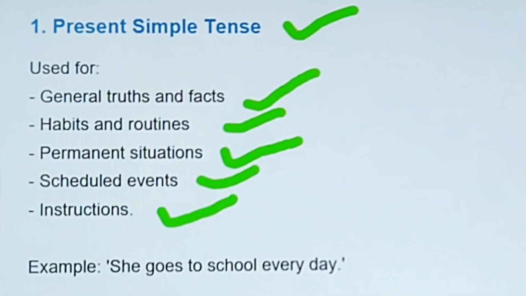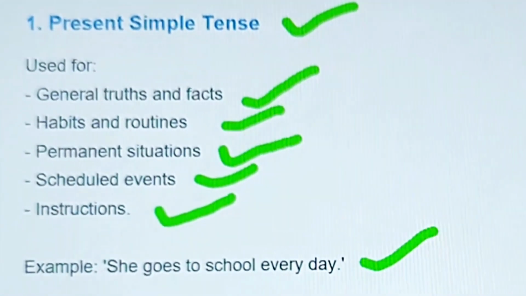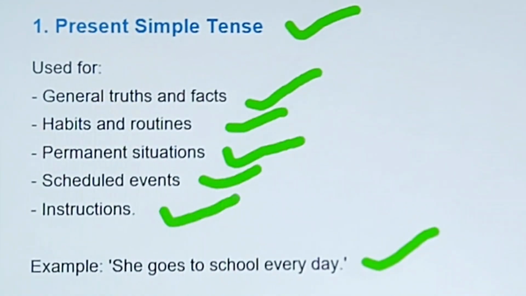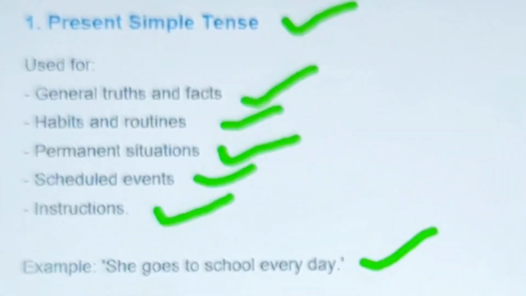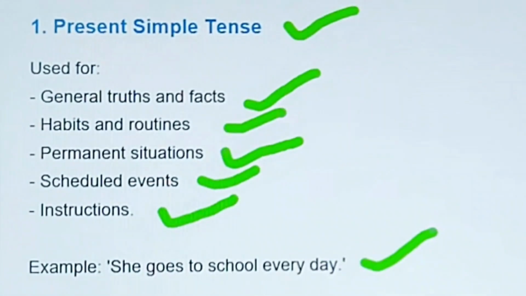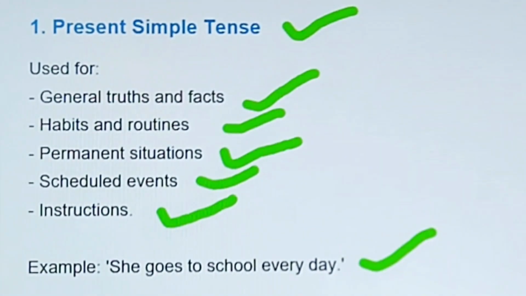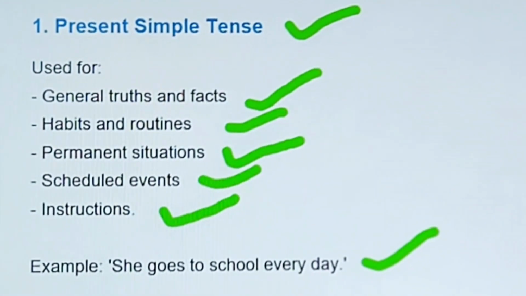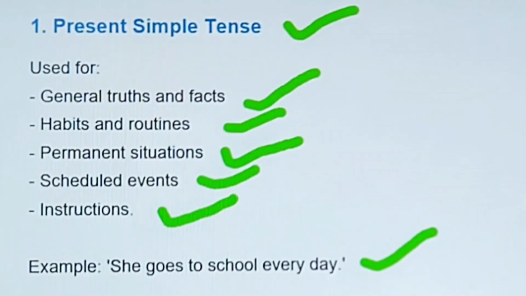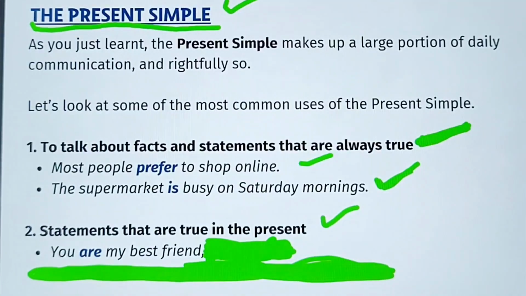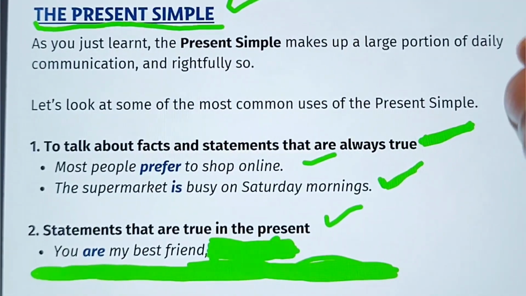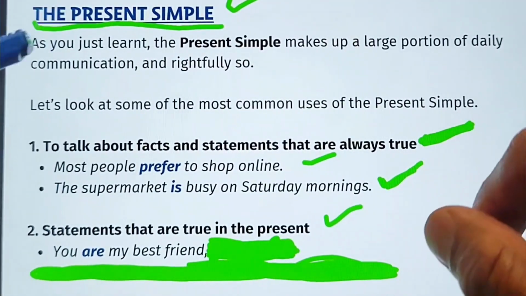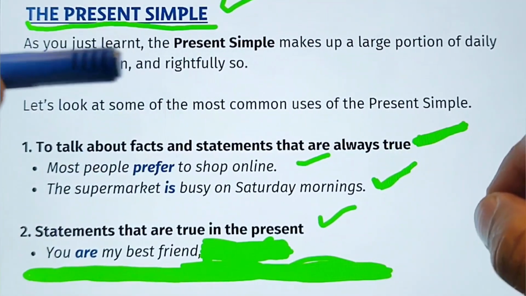She goes to school every day. This describes an action in the present, an event happening in daily life, in an everyday situation. This is the best example here. So let's go into further detail about where we use present simple tense.